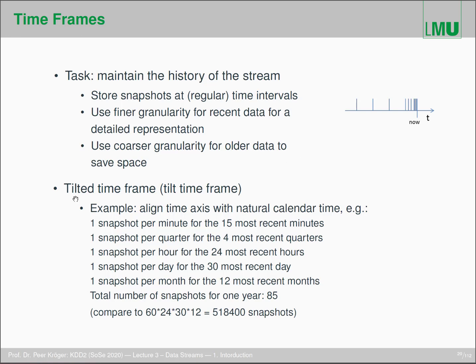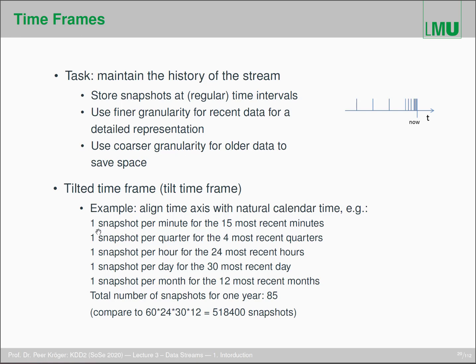There are typically two time frame models available. Or rather, there are more time frame models available, but two are very popular. One is the so-called tilted time frame, or tilt time frame. In that case, you try to align the time axis with some time scheme, for example, with a natural calendar. And then you use this granularity.